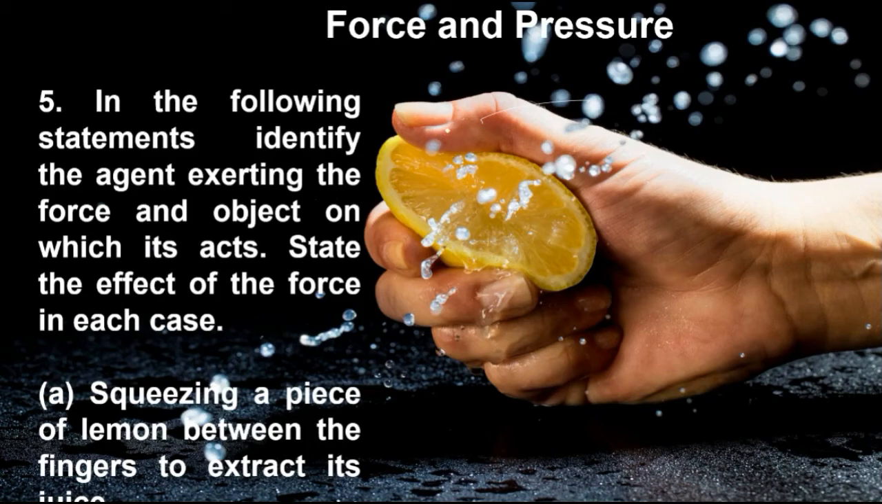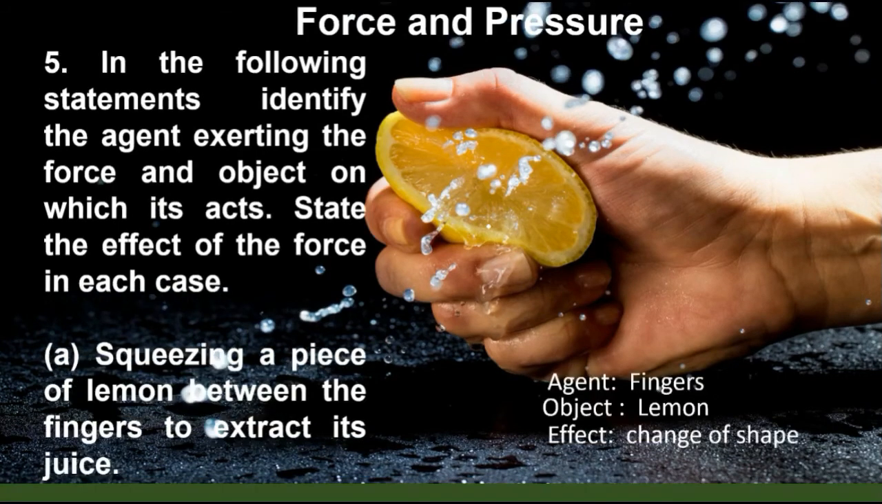And second, the fingers have applied the force on what? What's the body? Body is lemon. Okay. Then what has happened after that? What is the effect of force? The lemon has changed its shape. So how do you have to write this answer? Agent is fingers. Object is lemon, the fingers applied force on lemon, and then effect is change of shape. Right? Quickly we'll go for the next one now.